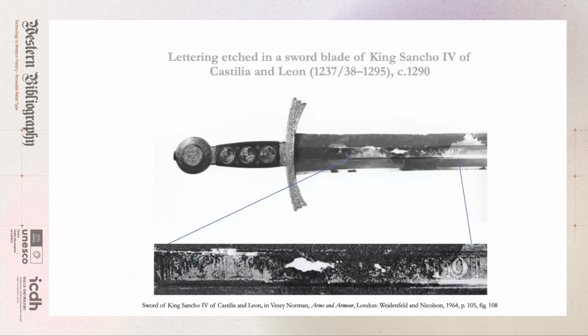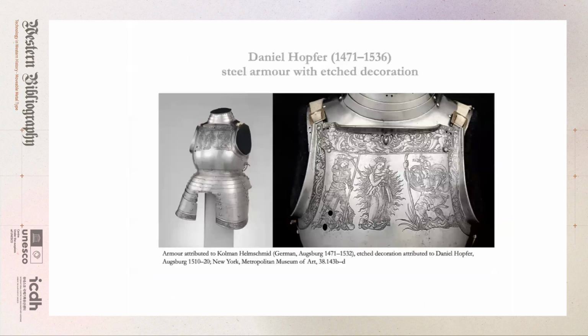Knowledge about etching disappeared in Roman times. The first example from the European Middle Ages is the etched lettering on a Spanish sword blade from about 1290. Dozens of recipes for etching iron and steel were documented in the 14th and 15th century, and many European blades with etched lettering or decoration from the period have survived.